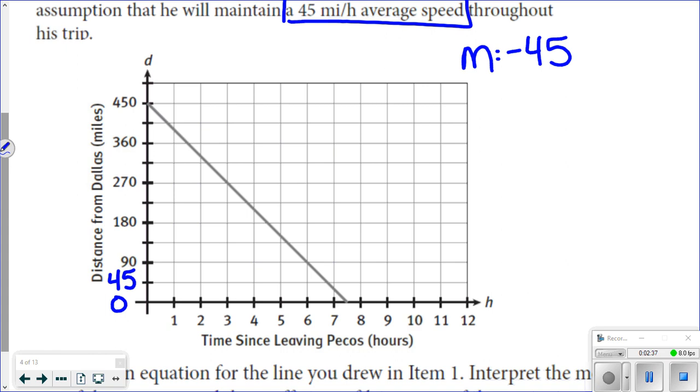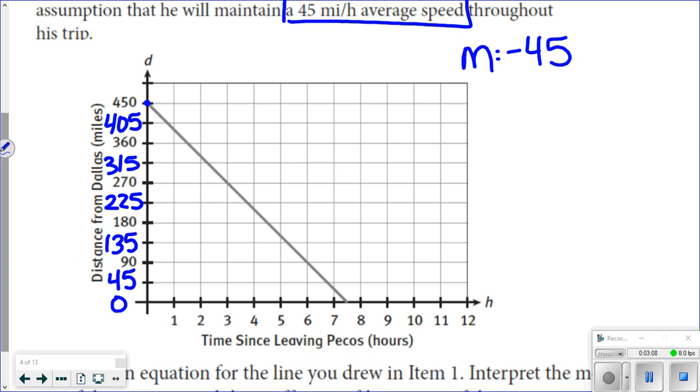90 plus 45, 180 plus 45, 270 plus 45, 360 plus 45. So what's the total distance again from Pecos to Dallas? Because we're still traveling from point A to point B. It's still 450.